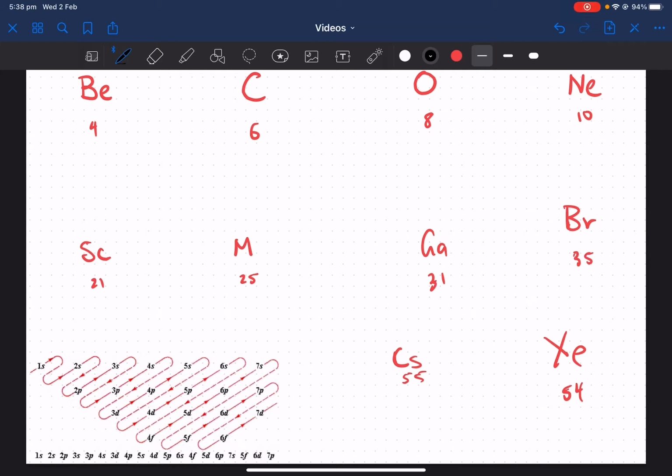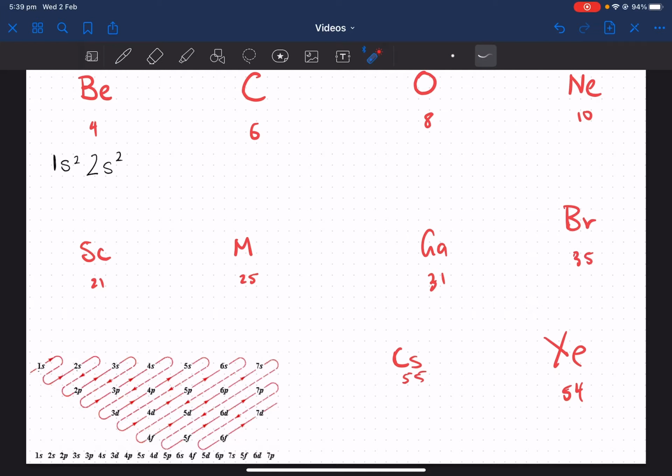So we're going to start with beryllium. Beryllium has 4 electrons. We're going to start with our first shell, which is 1, and it contains an s orbital, so 1s, and it is going to fill up completely, so there are going to be 2 electrons in our 1s. We start with 1s2. That still leaves us with 2 electrons, so we're going to go to our next orbital, the 2s. We put both of those last electrons in there. So our electron configuration for beryllium is 1s2, 2s2.